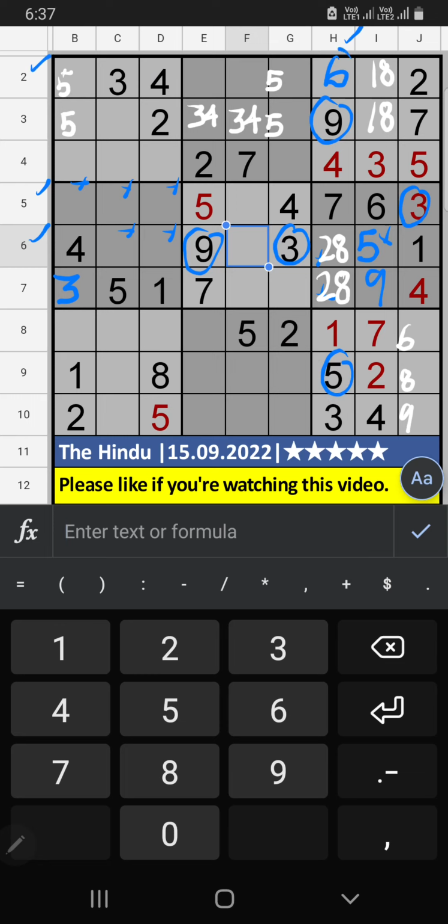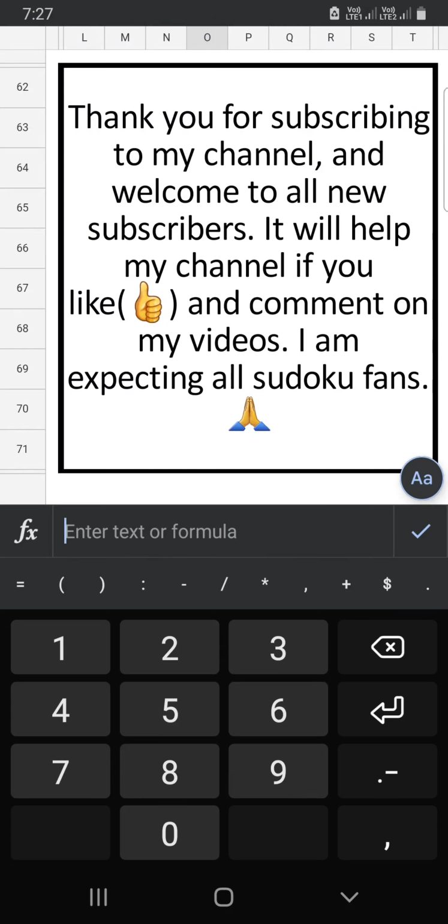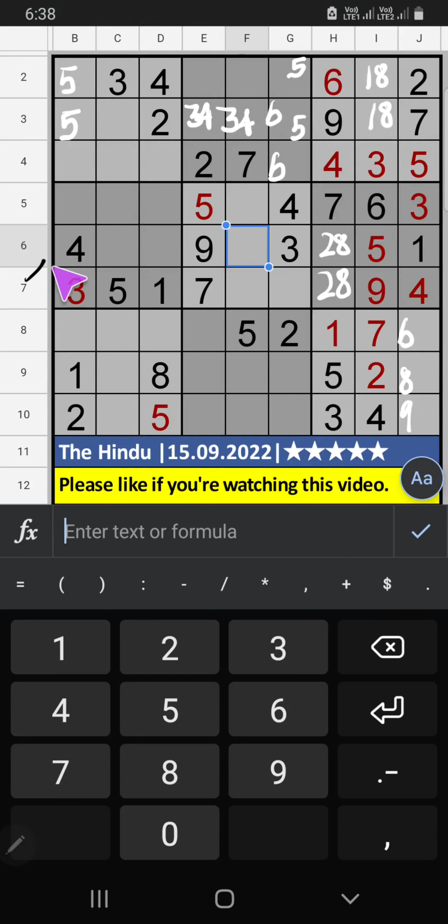2nd row, we have 6. So 6 can't come in these cells. 6 will come in one of the cells. We will confirm later. Seventh row, 3 numbers are remaining, 2, 8, 6. Column G, we have 6. So 6 can't come in this cell, then 6 is confirmed here. Then only 2 numbers are remaining, 2 and 8. Column G, we have 2. So 2 can't come in this cell, 2 is confirmed here. Then 8 is here.